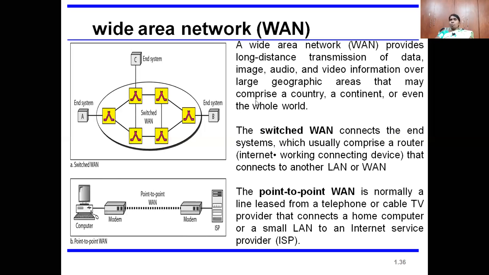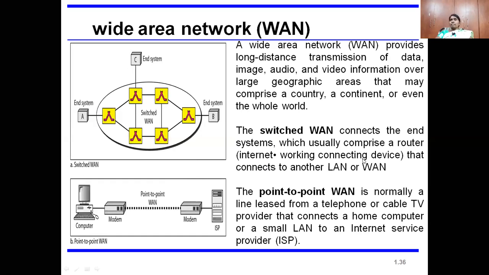A wide area network provides long distance transmission of data. You know all this already, and it covers a large geographical area that may comprise countries. As I told you, it's worldwide; this WAN connection gives interconnectivity between countries, continents, even the whole world. Now the switched WANs connect the end systems, which usually comprise a router or a switch. Mostly we'll see switches. For long distances, routers are also used.